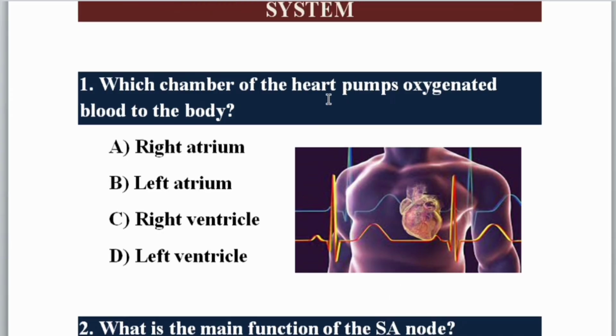Which chamber of the heart pumps oxygenated blood to the body? So here the options are right atrium, right ventricle and left ventricle. So here the right option is left ventricle.